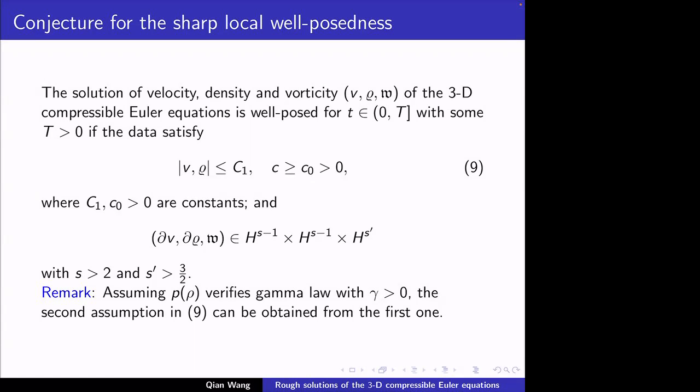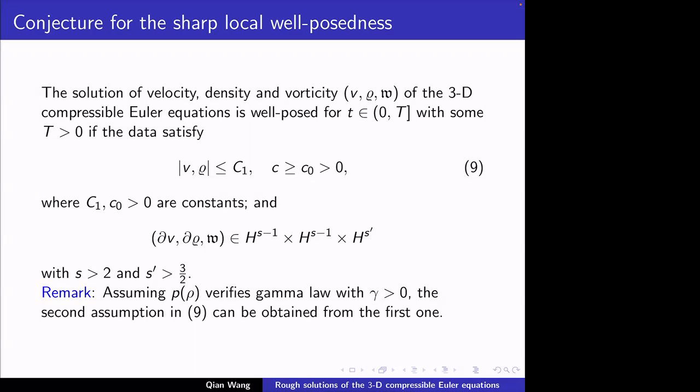So this is my boundedness assumption, and also if the initial data ∂v, ∂rho, and w are in H^(s-1), H^(s-1), and H^(s'), where s is greater than 2 and s prime is greater than 3/2. If you think about the two extremal cases, these exactly match those two cases. And here, this ∂ is the space derivative. So this is what I aimed at.